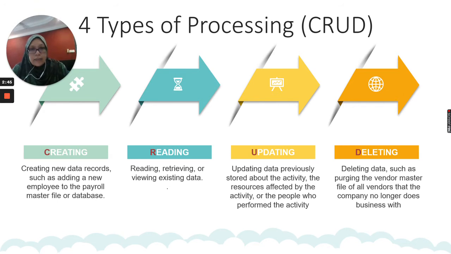And then the last type of processing is deleting. Deleting data is such as purging the vendor master file of all vendors that the company no longer does business with. So they delete that record, and we also consider that a kind of processing.